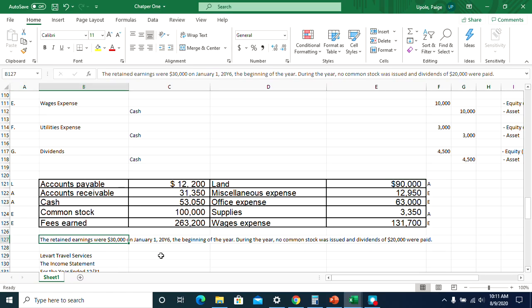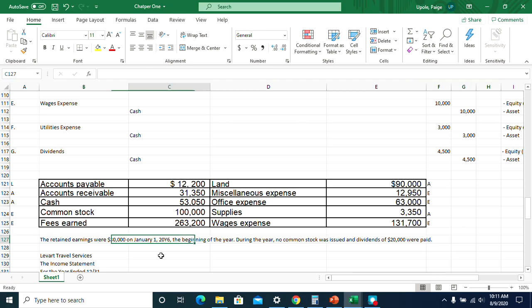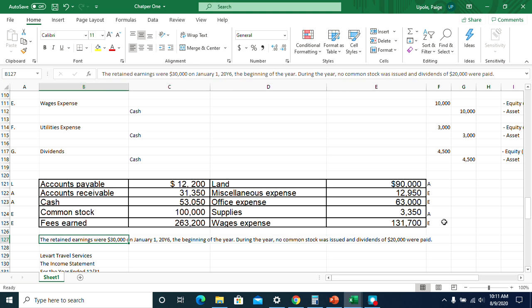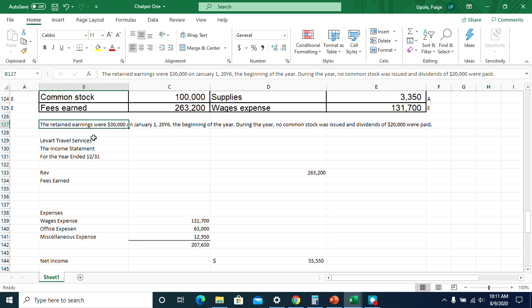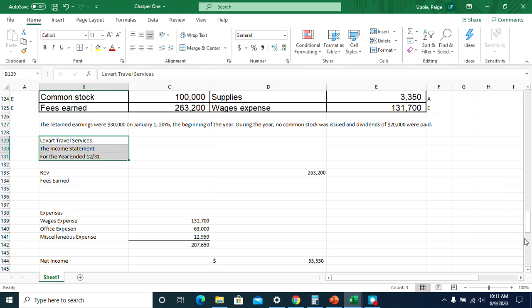And then don't forget the other information they provide. So we need to know our retained earnings at the beginning of the year, which they just tell us. We need to know if any common stock was issued or if any dividends were paid, so don't forget to pay attention to that little bit of information. Our balance sheet, income statement, and retained earnings should always have titles, so we know which statements we're preparing.